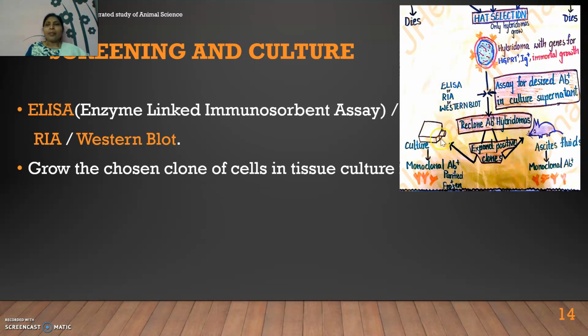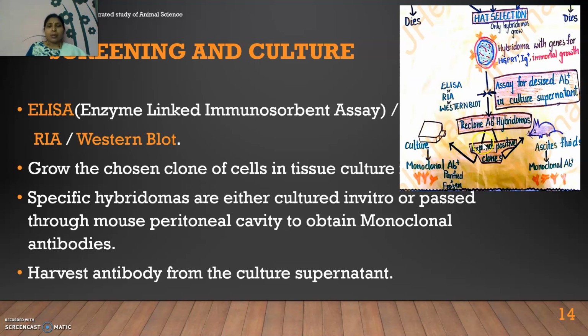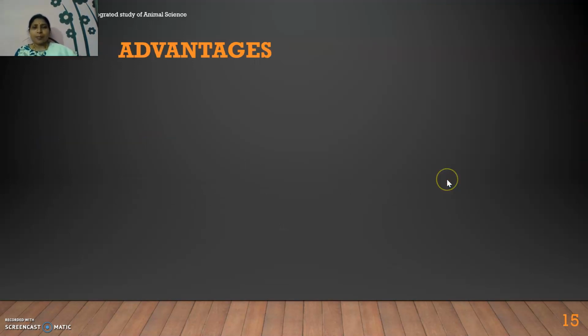After this assay, grow the chosen clone of cells in the tissue culture indefinitely. Later, the specific hybridomas are cultured either in vitro or passed into the peritoneal cavity to obtain the monoclonal antibodies. Later, harvest these monoclonal antibodies from the culture supernatant.